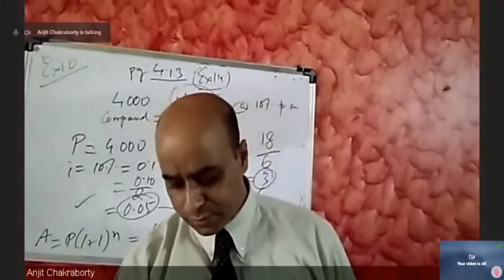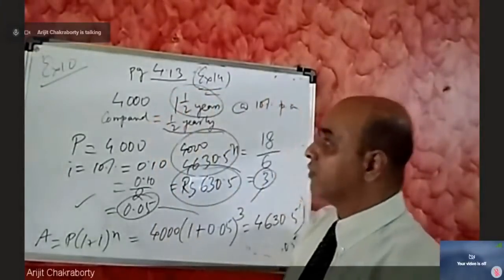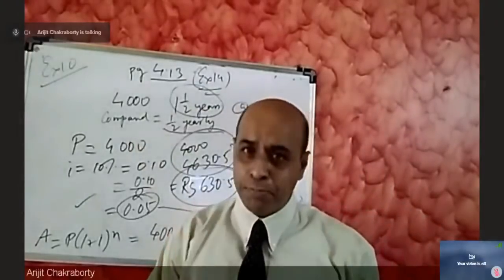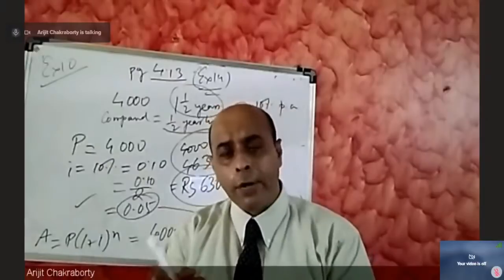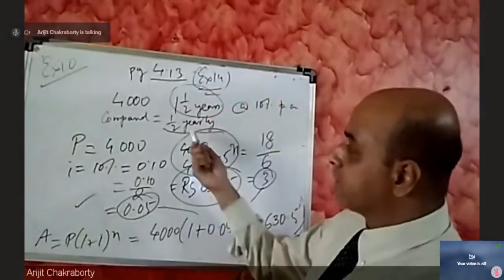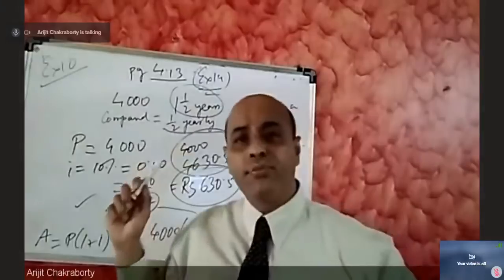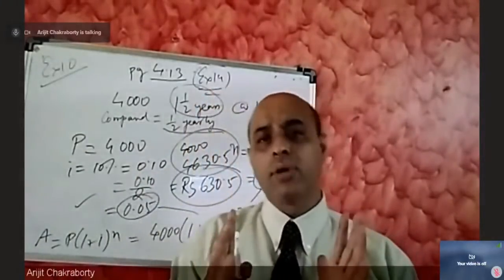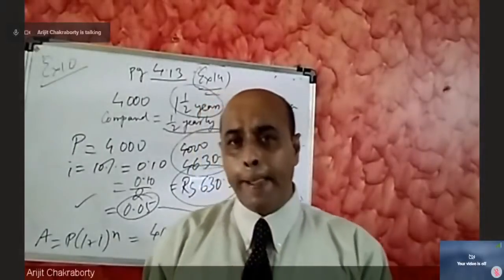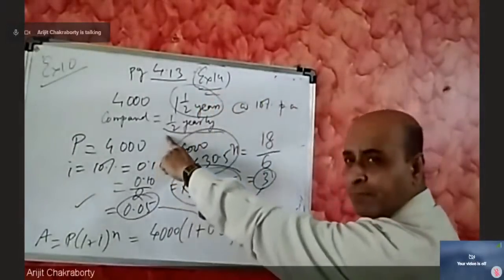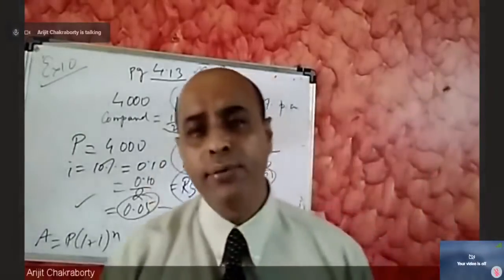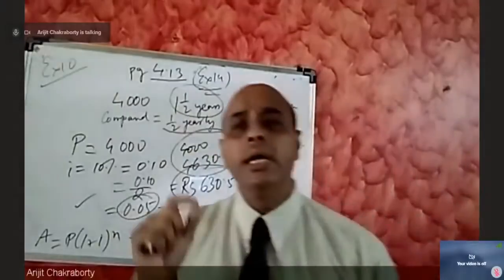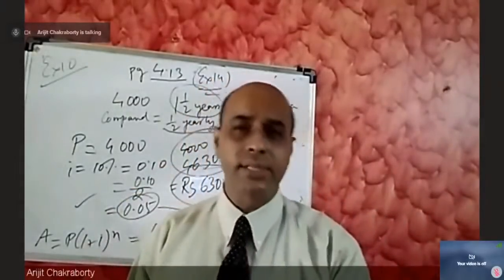I think it is clear, dear friends, because you can see here we have taken principal 4,000. Interest is 10%, but it is for the full year. Since the question is clearly stating half yearly, we have to divide 10% by 2. So we have got the interest 5%. Half yearly compounding, and the time period is 1.5 years, which is 18 months. So 18 divided by 6 gives me the number of conversion periods. In this case, it is 3.